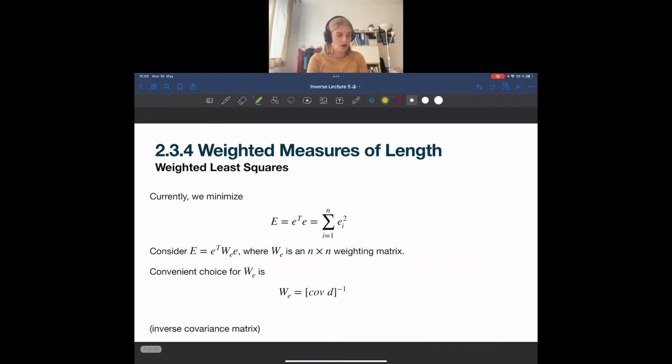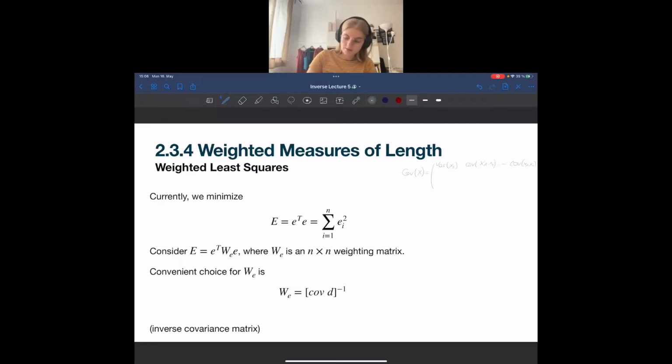What we often use is the inverse covariance matrix. I should very shortly recap what the covariance matrix is. Let me write it down here. The covariance matrix of X is defined as the variance of the first property, then the covariance of the first and the second, and so on until we reach the last, so the covariance of the first and the nth property.